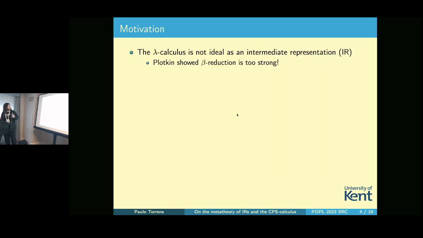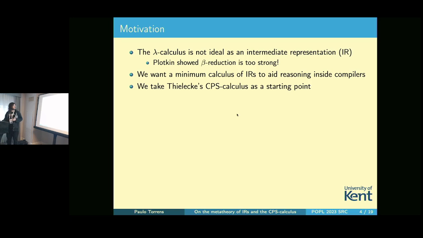The lambda calculus is not a good idea for this because, as Plotkin showed in the same paper, beta reduction is too strong for terms in continuation passing style. So beta reductions reduce more than would reduce on source terms. So it's not complete for terms in CPS style. So we want a core calculus for intermediate representation that we can use for reasoning inside compilers. We'll take the CPS-calculus and start studying properties that haven't been studied about it before.